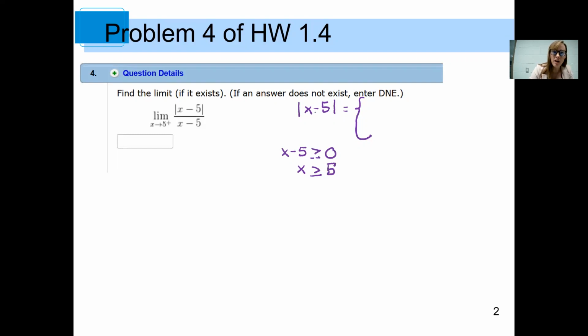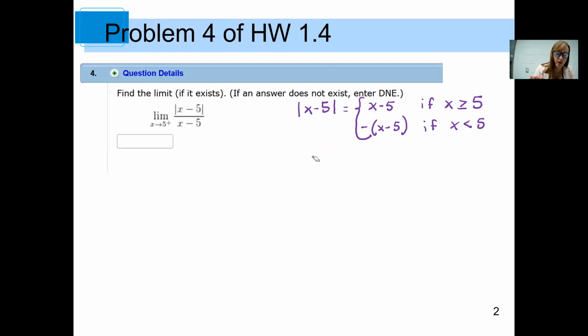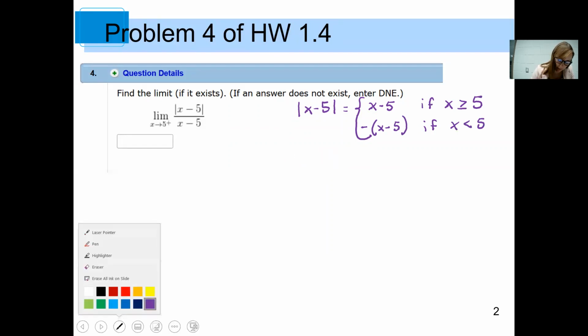And in which case, if x minus 5 is positive, the absolute value bars don't affect it. The expression stays positive. So x minus 5 is going to be equivalent to the output of the absolute value of x minus 5 for x greater than or equal to 5. The other option is it's not positive, in which case the expression is going to be the negative of the quantity x minus 5. And that's going to happen when x is strictly less than 5. Okay. So that's just one way to think about that absolute value function, and that might help you with this limit problem.